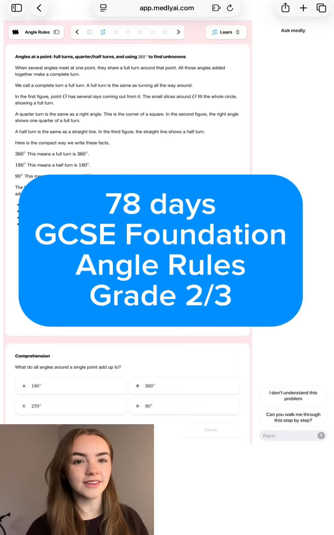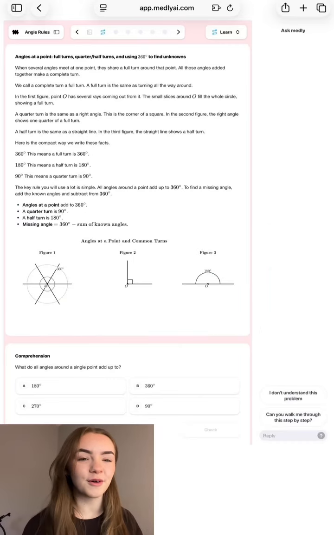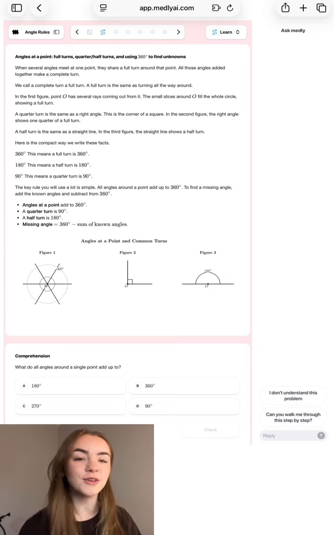78 days until GCSE Maths Paper 1. Let's revise over some angle rules. I'll show you how to use the new Learn Mode on Medley to add to your revision notes.